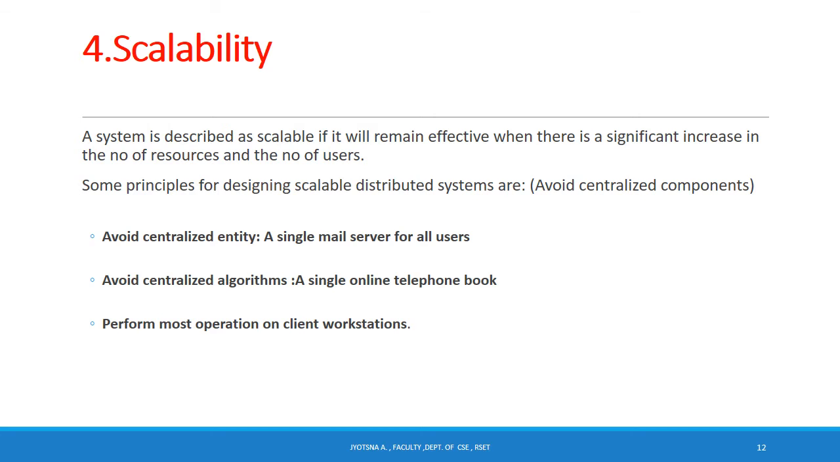A distributed system is described as scalable if it will remain effective when there is a significant increase in the number of resources and number of users. Some principles for designing scalable distributed systems are to avoid centralized components. For example, avoiding a centralized entity like a single mail server for all users. Avoid centralized algorithms like a single online telephone book for every client.